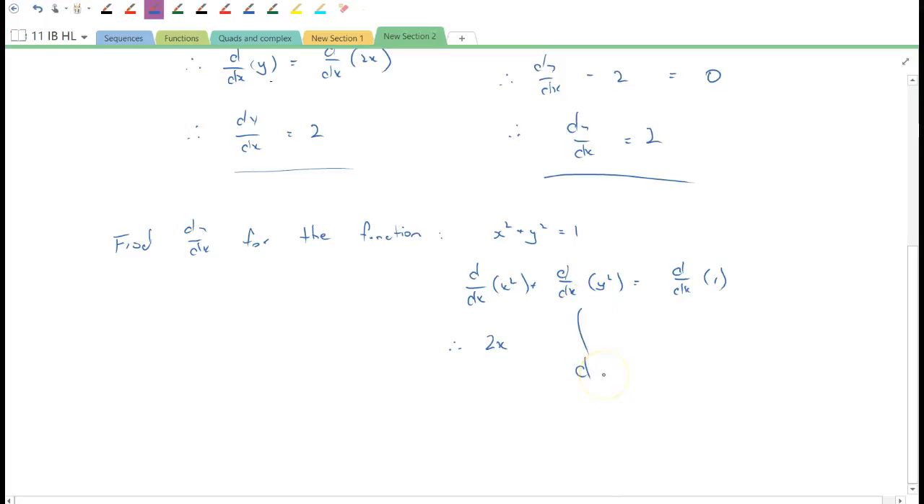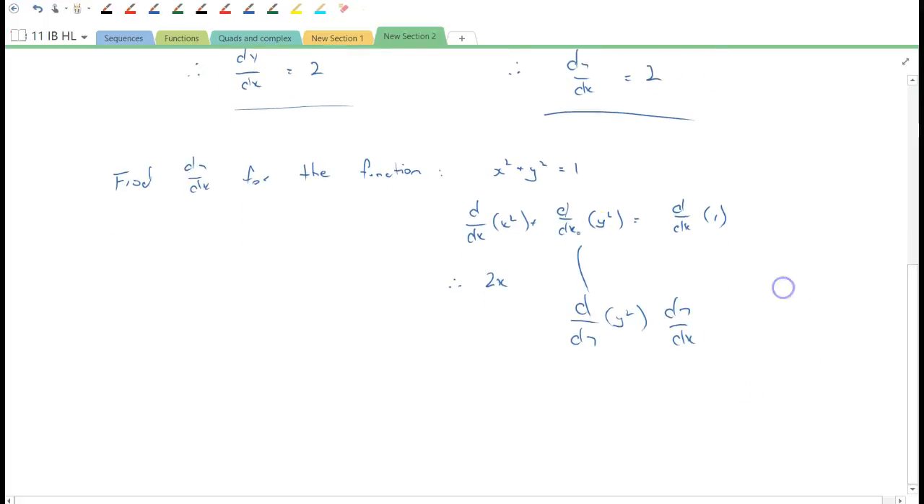So let's work through dy. We use the chain rule. d/dx of y squared is the same as the derivative of y squared with respect to y, times dy/dx. Can you see those dy's remove each other? So we end up with d(y squared)/dx, which is what we've got here. So we're just using the chain rule.